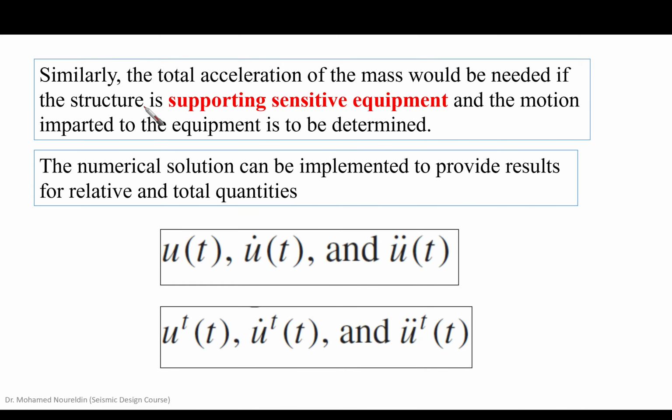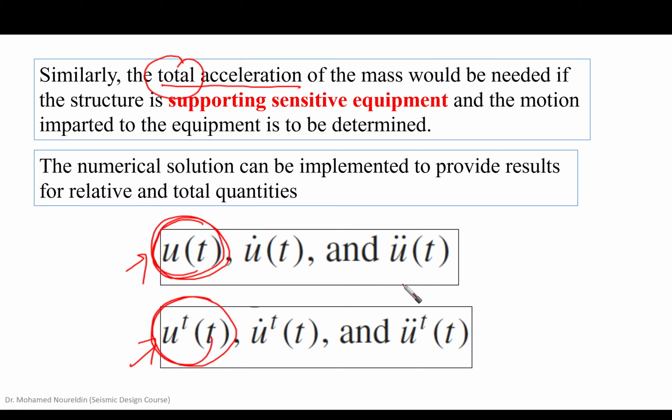Now, similarly, the total acceleration of the mass would be needed. We were talking about when it is important to think about u relative and u total, and we mentioned the importance of each one. Similarly, the total acceleration of the mass would be needed if the structure is supporting sensitive equipment. So we are dealing with the total acceleration of the mass, which is this one.